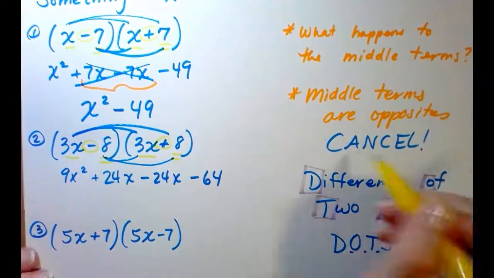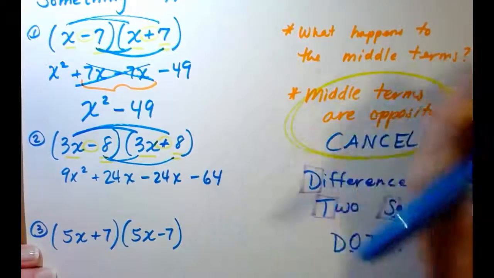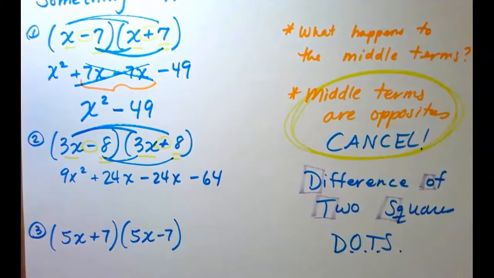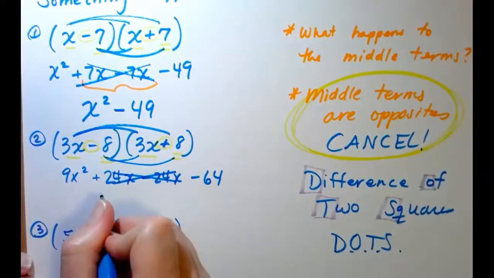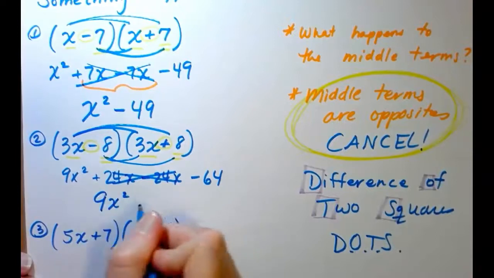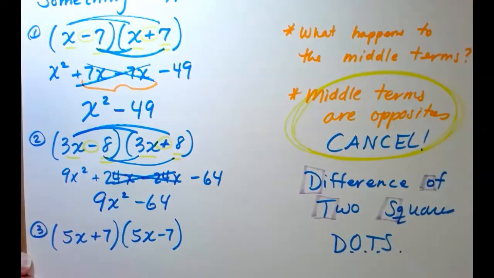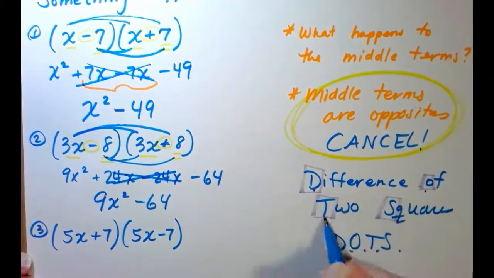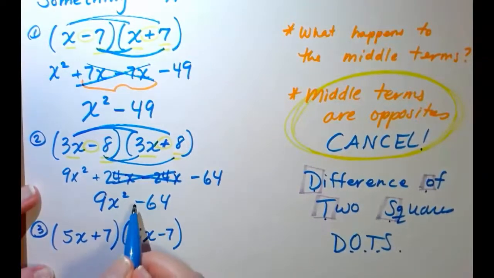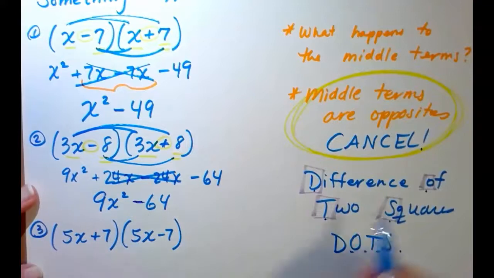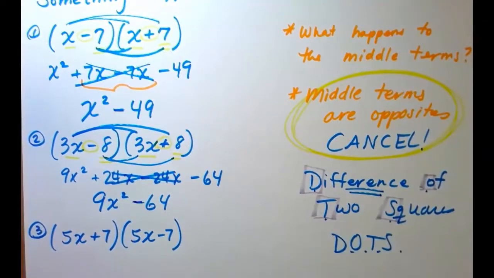Once again, the middle terms are opposites. And when the middle terms are opposites, that means those middle terms are going to cancel away. And we will be left with 9x squared minus 64, the difference of two squares. 9x squared is a perfect square, 64 is a perfect square, and because we're subtracting, it makes it a difference.